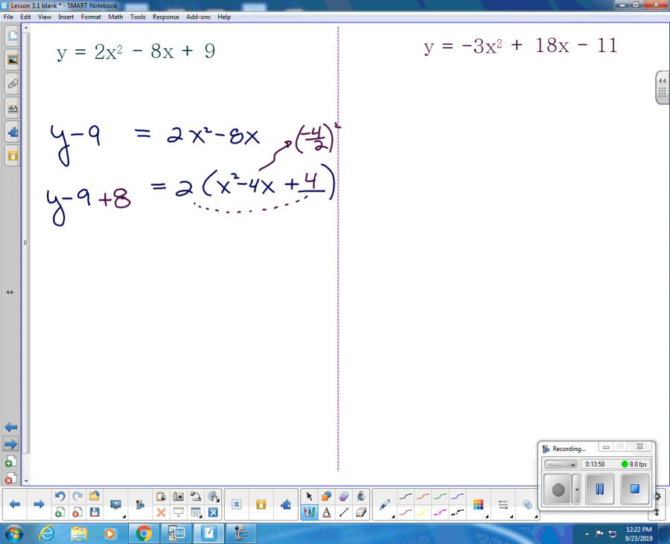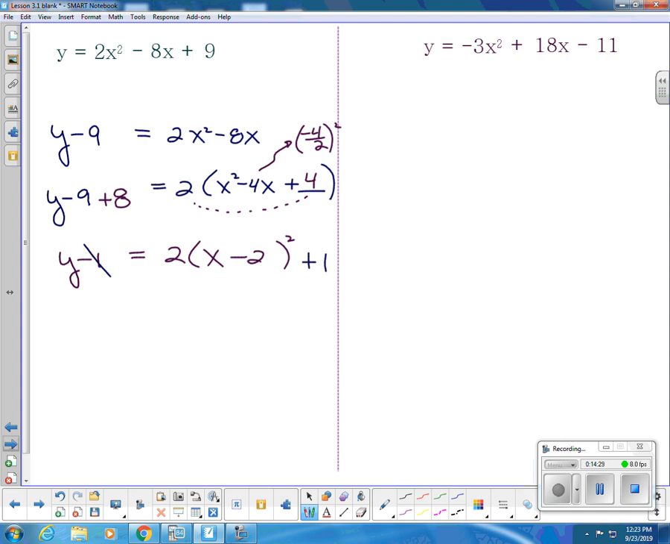Okay? So left side, I'm at y minus 1. Right side is 2 times. When I factor that, it's going to be x minus 2. Remember that middle number, split it in half. That's going to be your factor there. Okay, and last step, get the y by itself by just moving the 1 over.